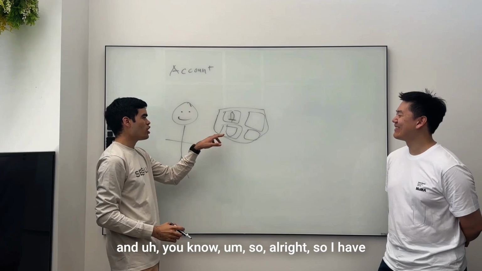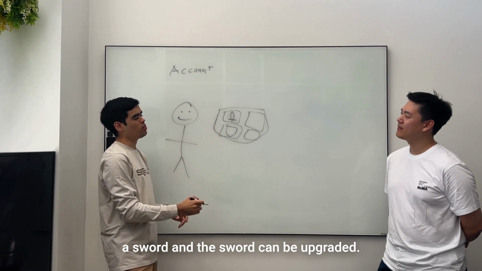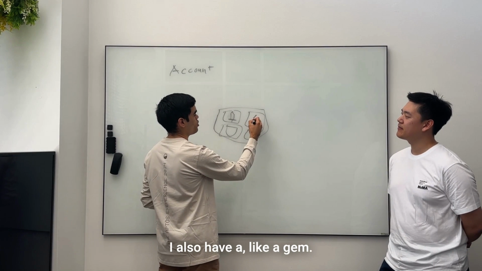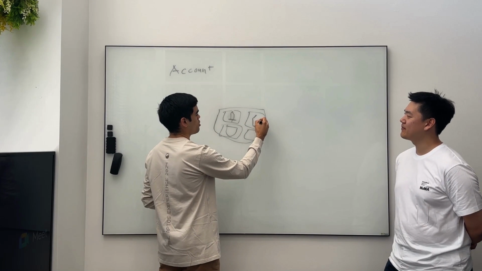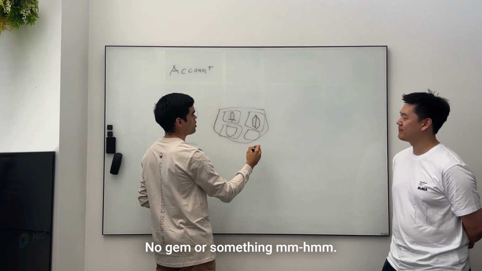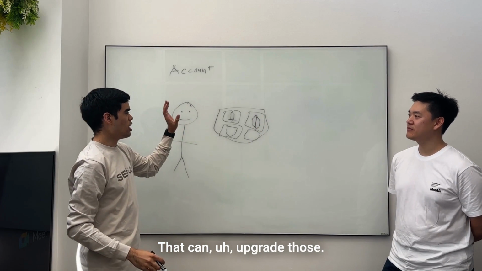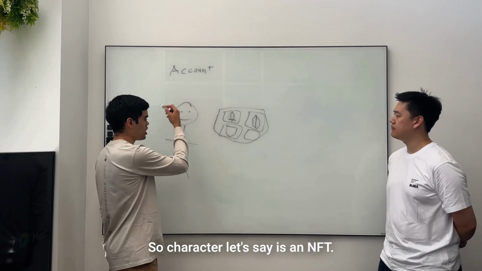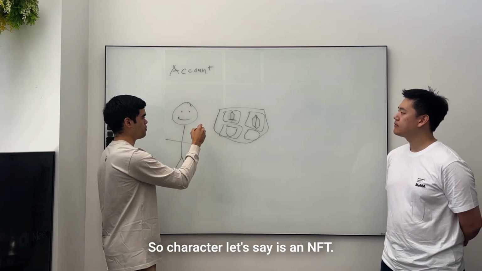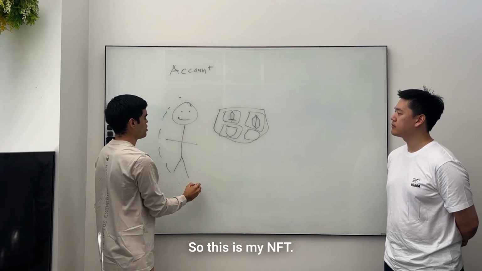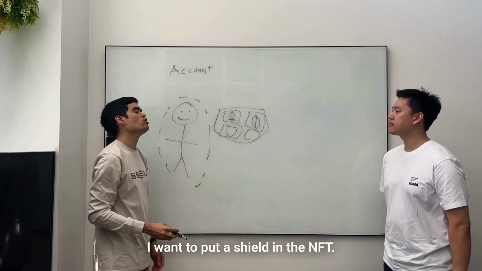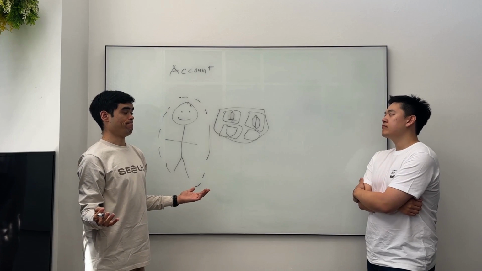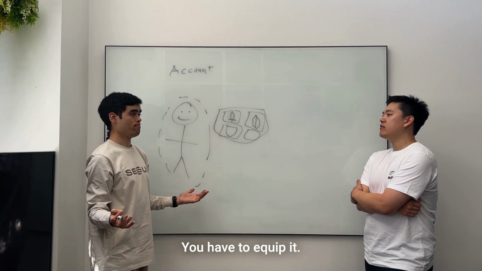So, all right. So I have a sword, and the sword can be upgraded. I also have a gem, or something that can upgrade those. Okay. So the character, let's say, is an NFT. So this is my NFT. I want to put a shield in the NFT. What do I do? You have to equip it. Yeah. Somehow.